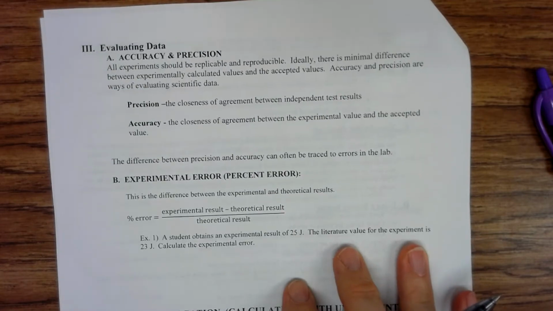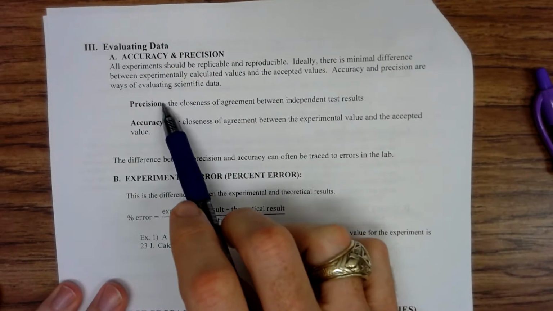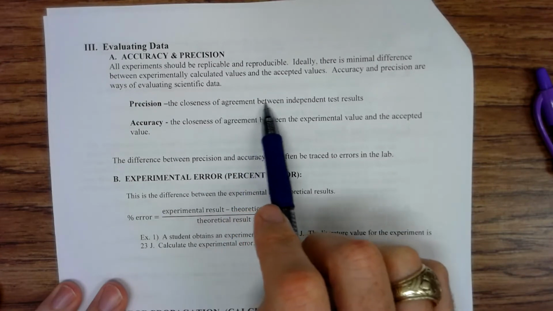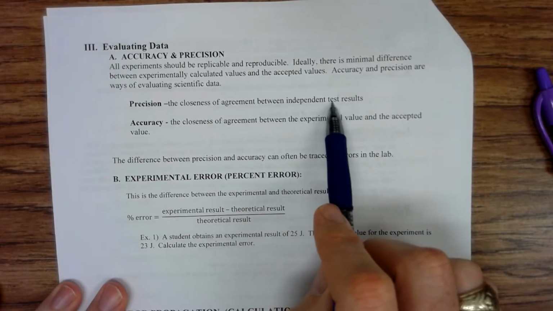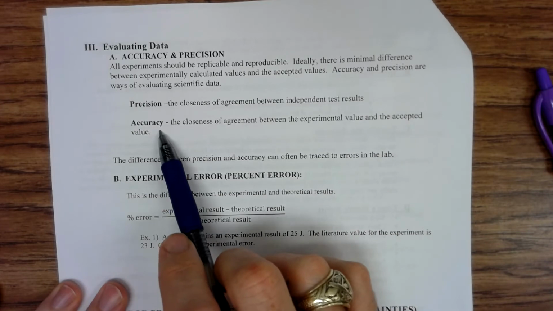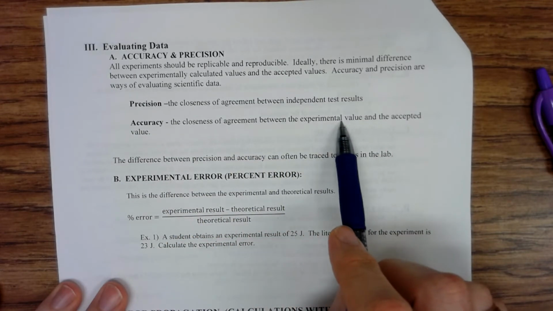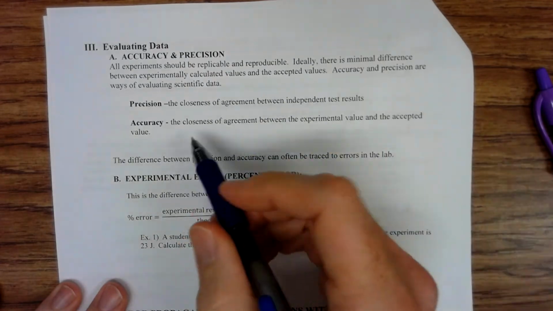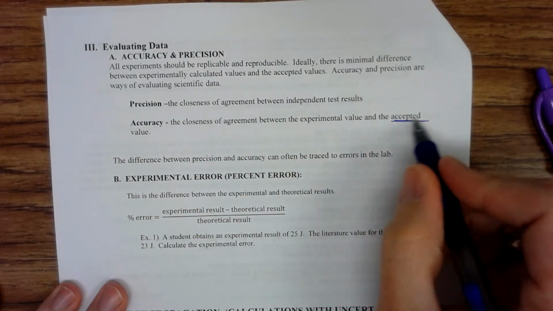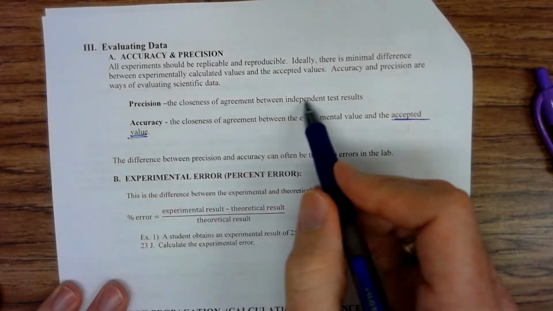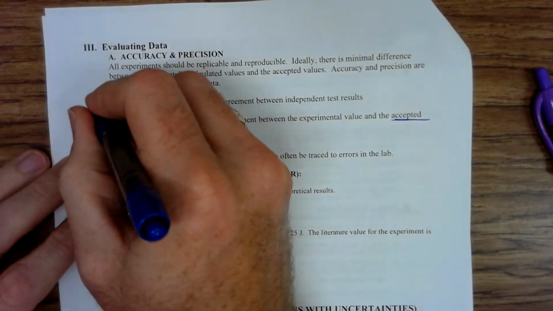So let's talk about accuracy and precision. Now, you've heard of this before. Remember, precision is the closeness of agreement between different results, and then the accuracy is the closeness of the agreement between the experimental value and the accepted value. So how close it is to the accepted value, that's the accuracy. And the precision is how close they are together.